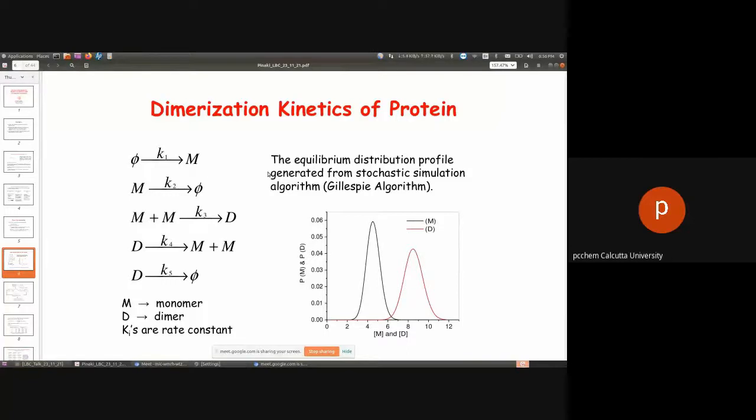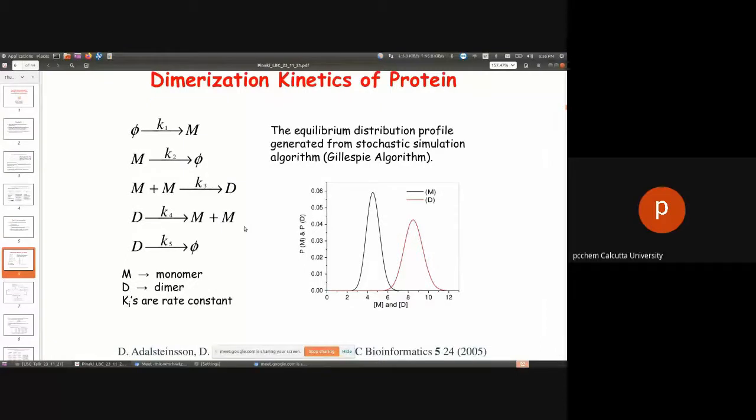What is the protein? We did not worry about, because we are interested in the mechanistic part of it. So this is a 5-step mechanism. The monomer is being produced, then the monomer degrades to something we are not very much interested in. Then your monomer can produce a dimer. Dimer can again degrade to two monomers, and of course the dimer can again degrade to something we are not very much interested in. So this is a 5-step mechanism.